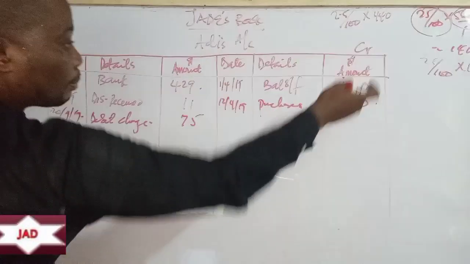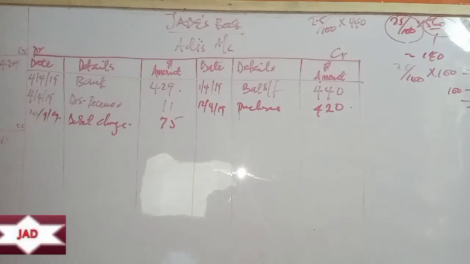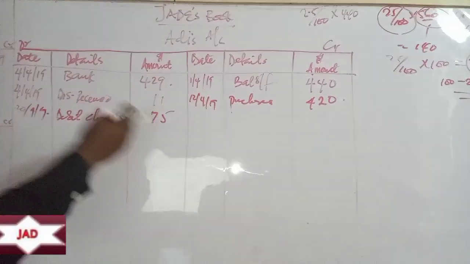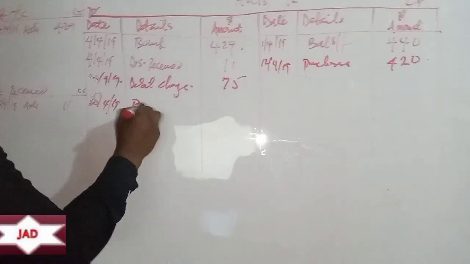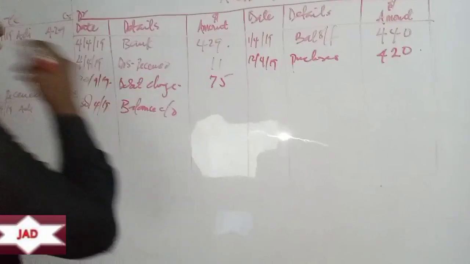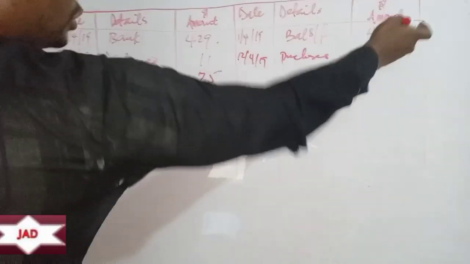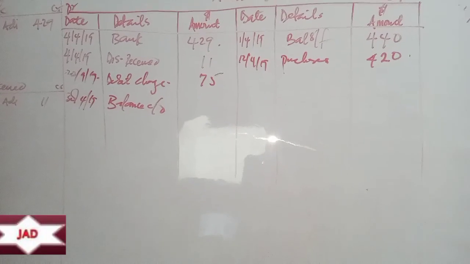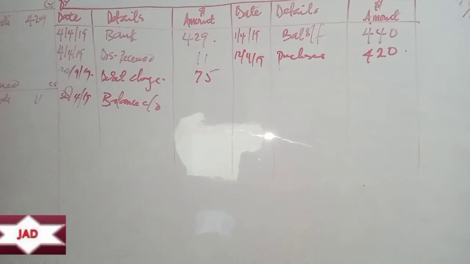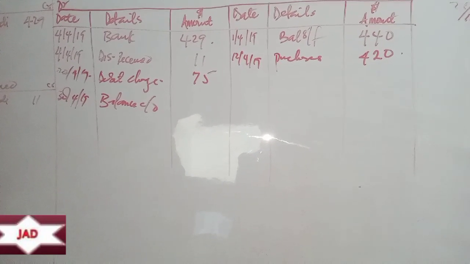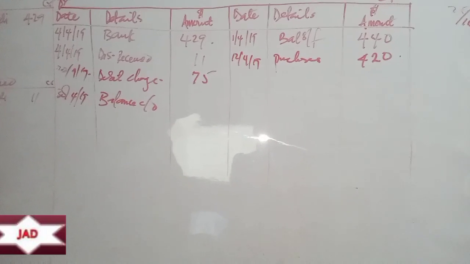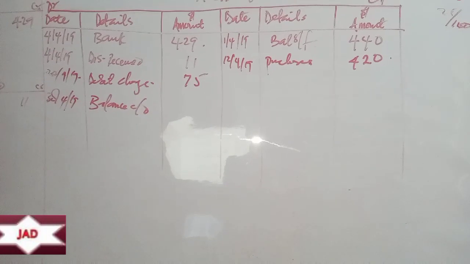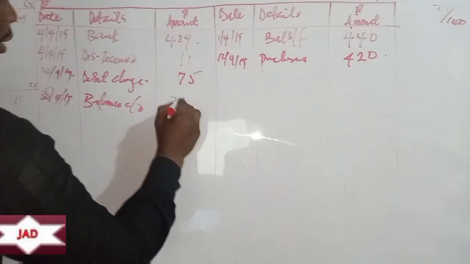So we have 440 plus 420. This is 860. Then on the credit side and the debit side, we're going to say 30th of April 19, balance carried down. So we have 440 plus 420, that's 860. So 860 minus 429 minus 11 minus 75. So we have 345.